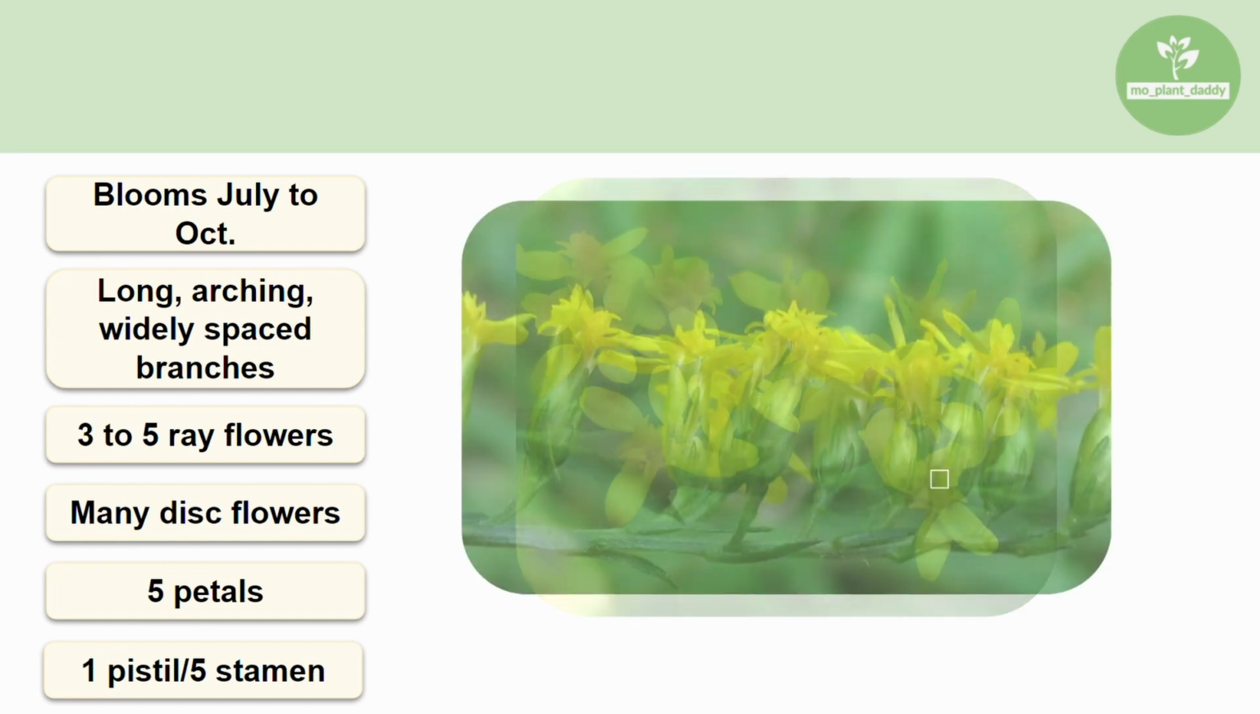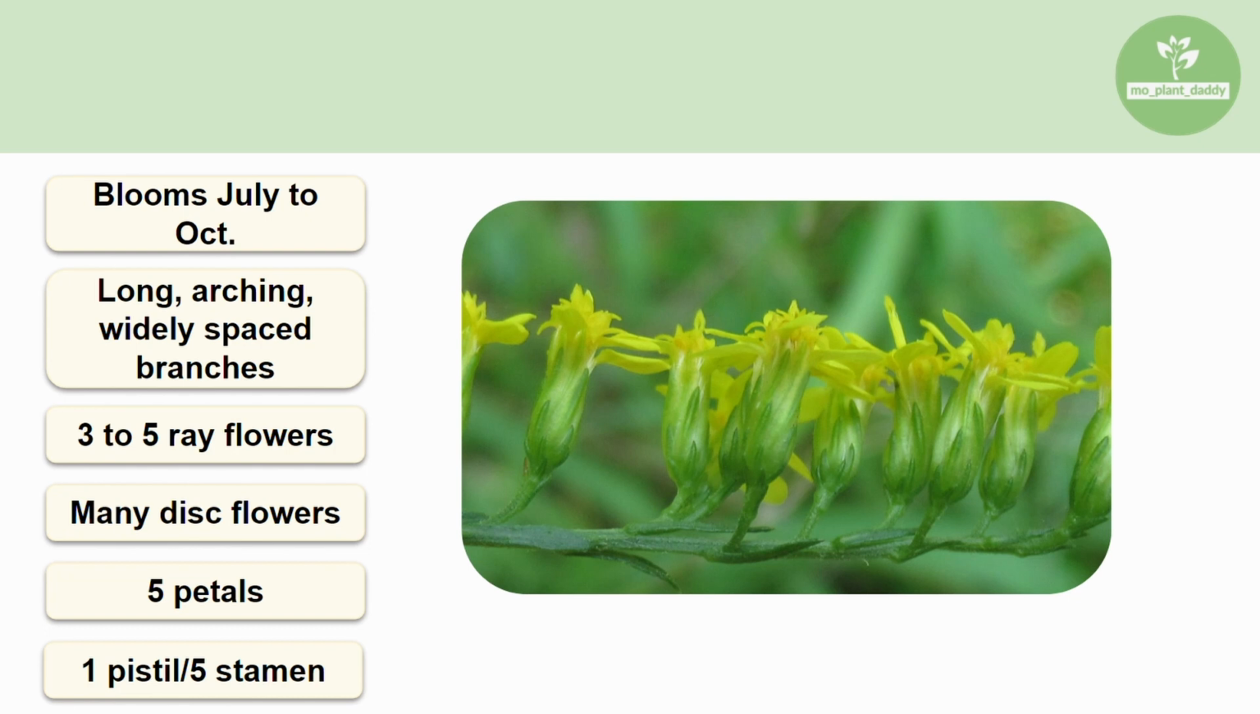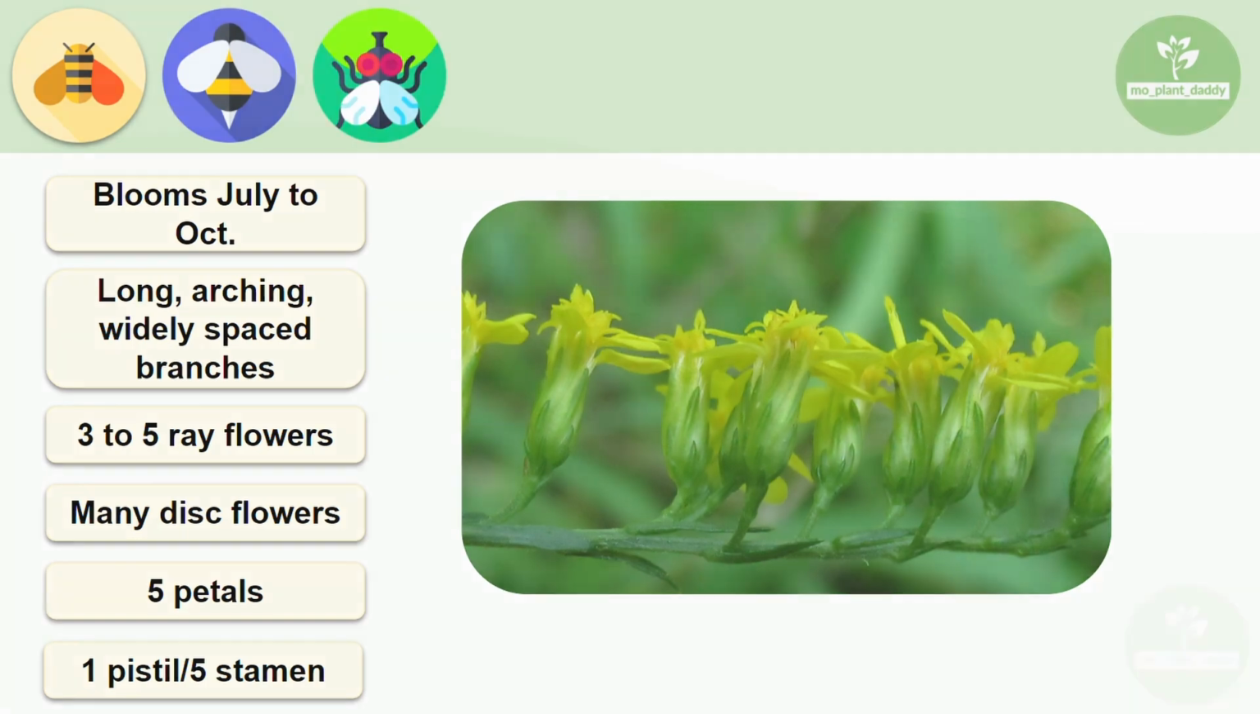Additionally, if you look at the underside of the flowers, you can see there are green bracts. Also, you can see that all of the flower heads are facing the same side of the branch. These flowers are pollinated by bees, wasps, and flies.